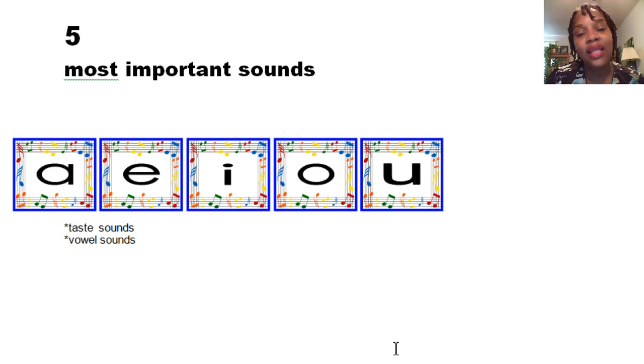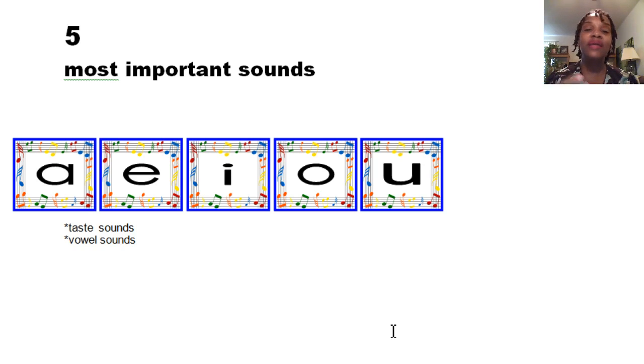So, levels 1, 2, and 3, who remembers these 5 sounds? I bet you do, right? So let's say them together, right? Count of 3, then we're going to sound out each of these sound pictures. 1, 2, 3, go.